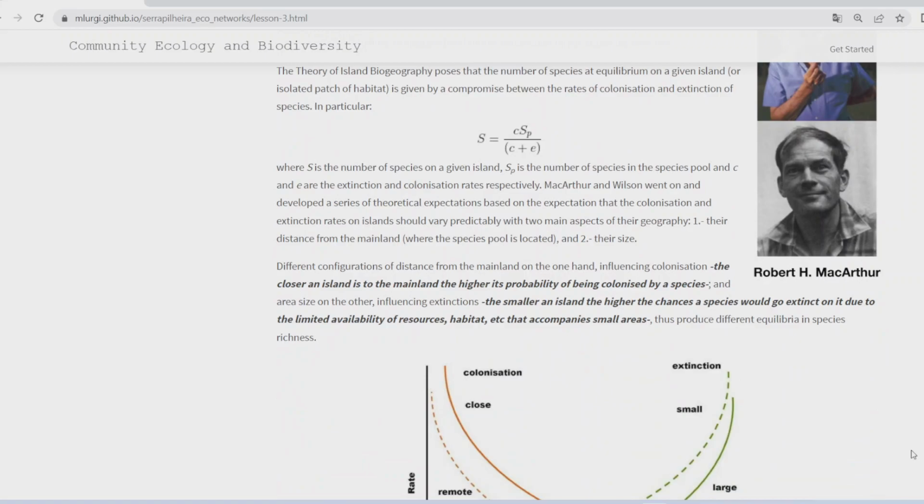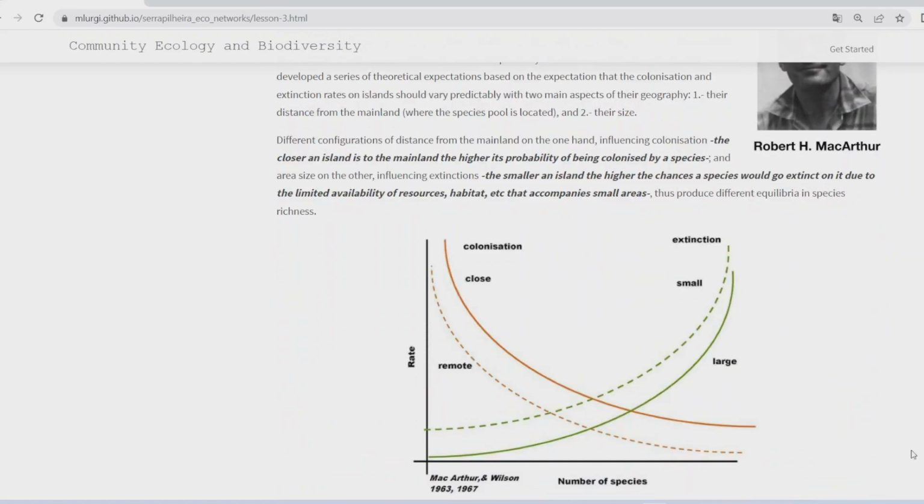So the graphical framework is basically the fact that if you imagine that you have colonization and extinction rates on here, and this is the number of species, then for islands that are close, as the colonization rate increases, obviously the number of species increases, and as the colonization rate decreases, the number of species decreases also. And the extinction rate is the other way around, right?